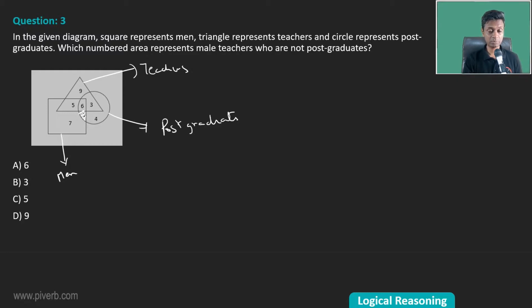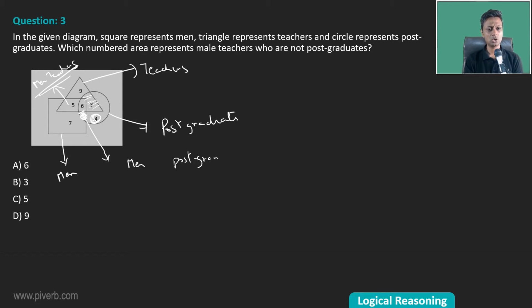This part is the part common to the circle and the square. That will be men postgraduates. This number 5 is teachers and men, so men teachers. So different areas correspond to different definitions. This 4 is postgraduates who are not men, who are not teachers. So women postgraduates who are not teachers.